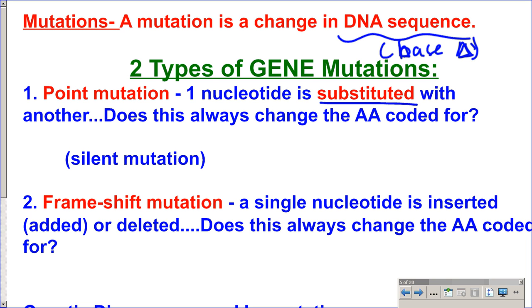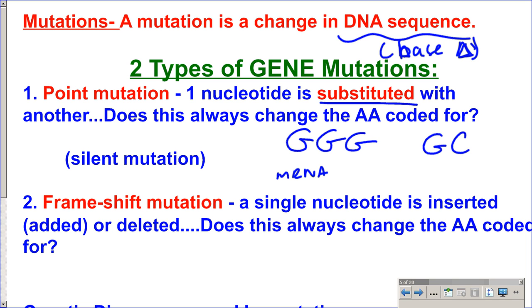So if I had CUC. No, we just did that one. Let's go through a different one. Somebody give me something else. GGG. That would be my normal codon from the mRNA. Now, point mutated: one nucleotide gets to change. G.